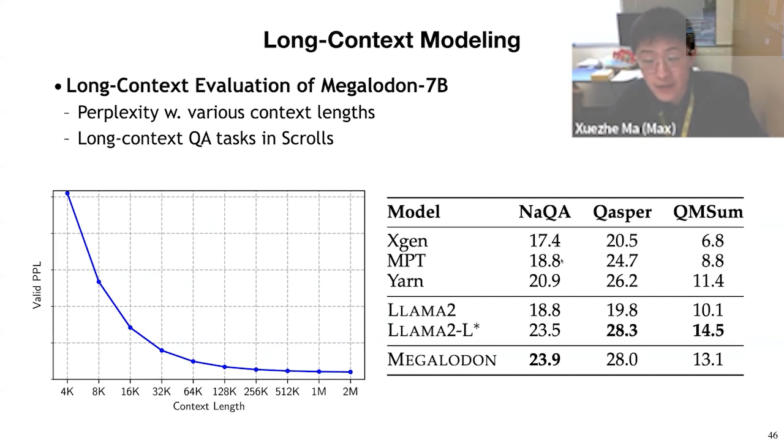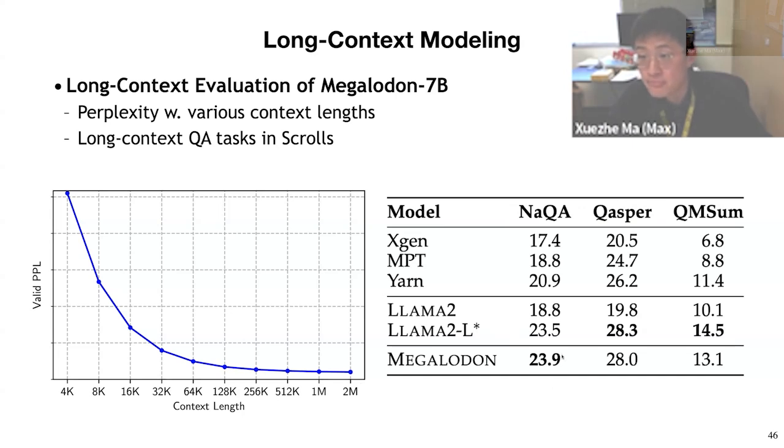And for long context QA tasks, for example NarrativeQA, the input is a whole book, so its context length is around 100,000 to 200,000 tokens, or even longer. We see that we achieve good performance. It means that in some real tasks up to 200,000 tokens, it still works well.